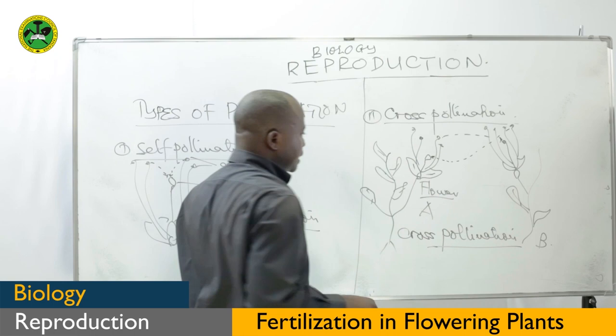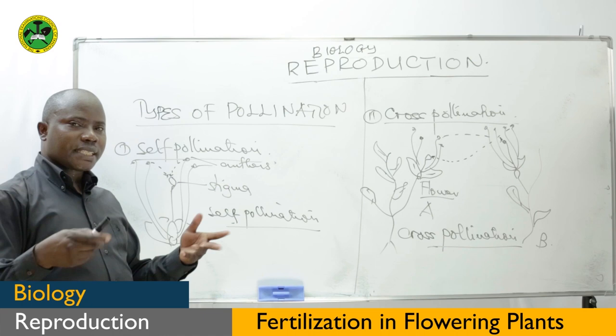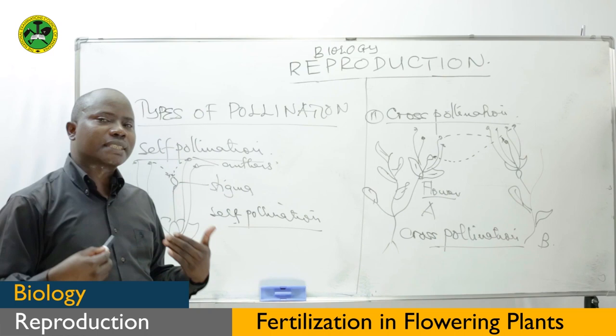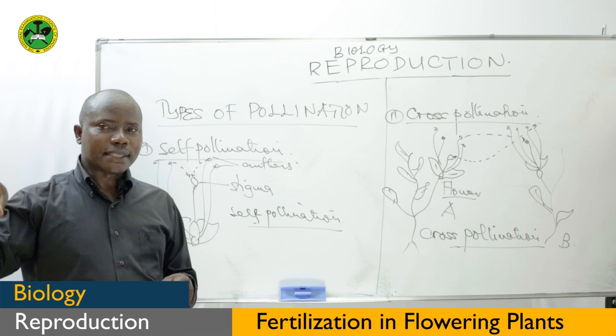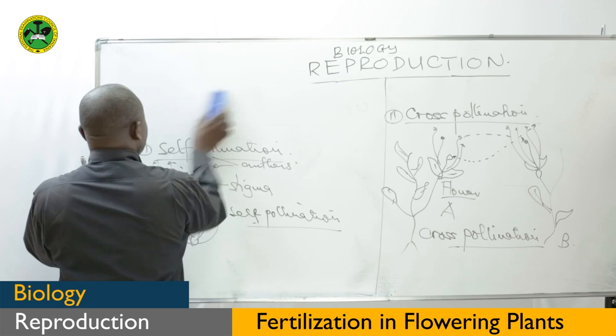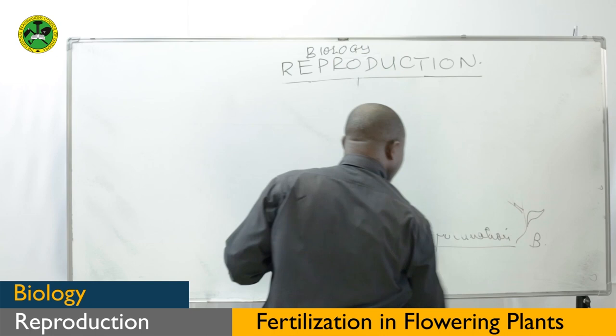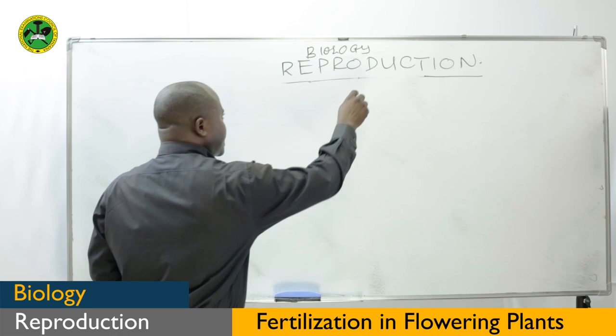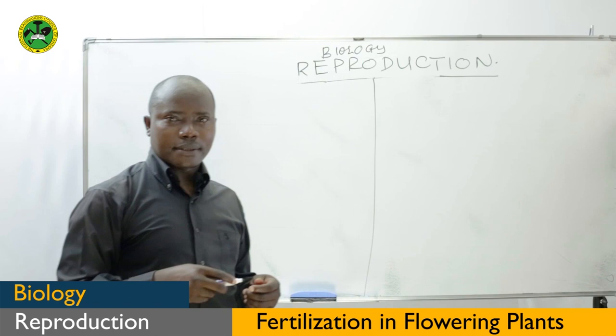Dear students, this was just to remind you that before going to fertilization, we also have to consider some important aspects that carry pollen from the anther to the stigma. Now, where can you meet this concept in examination? This concept can be asked in biology paper 1, even biology paper 3, the practical paper. You can be asked this question.